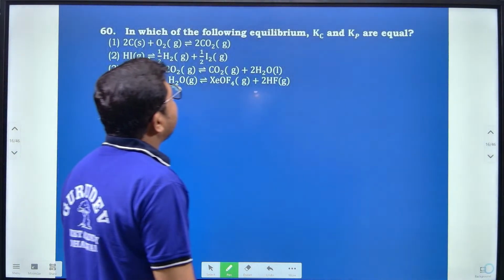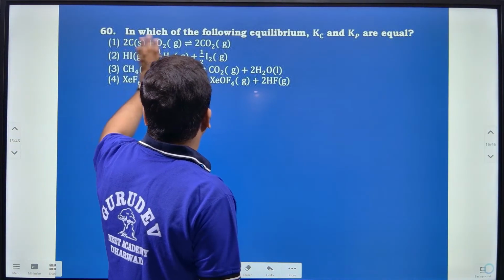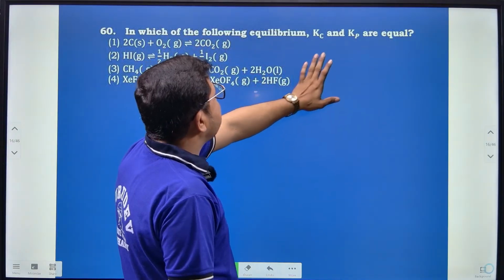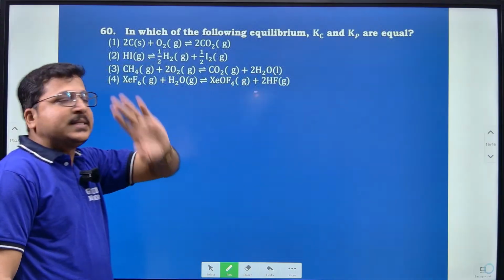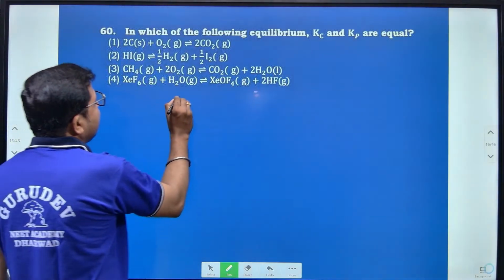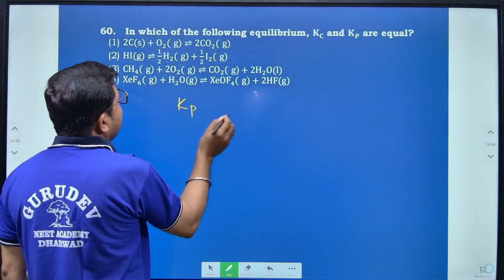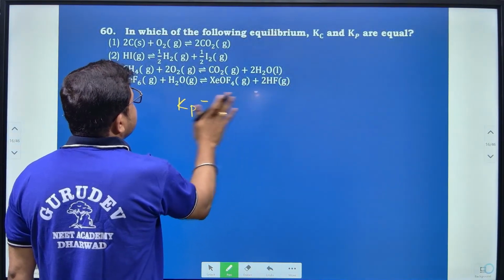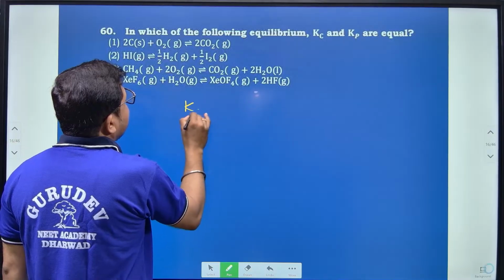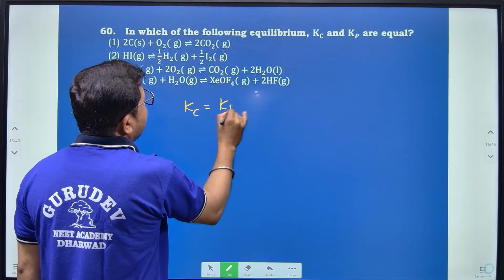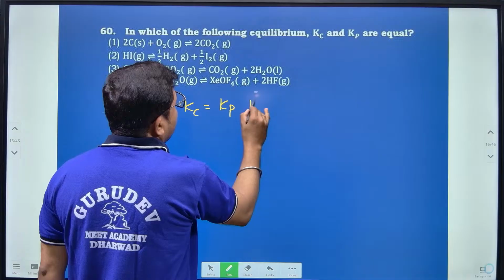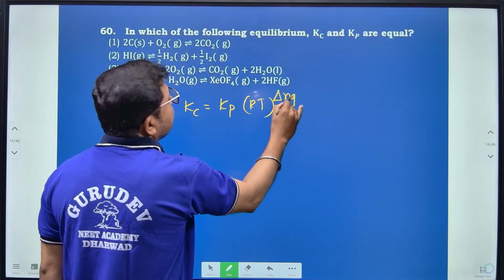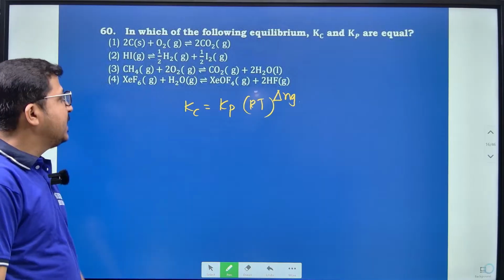In which of the following equilibria are Kc and Kp equal? Let's discuss. Here is the equation: Kc is equal to Kp into RT raised to delta Ng. Okay, this is the equation.